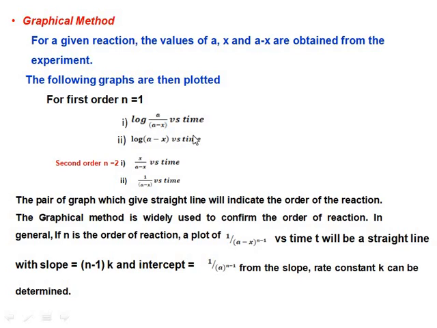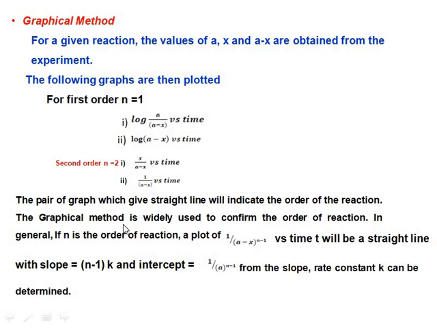So these are the two graphs for first order. In second order reactions, n is equal to 2, we plot x upon a minus x versus time, or 1 upon a minus x versus time. So these are the second order graphs, and that was the first order graph. The pair of graphs that gives a straight line will indicate the order of the reaction.